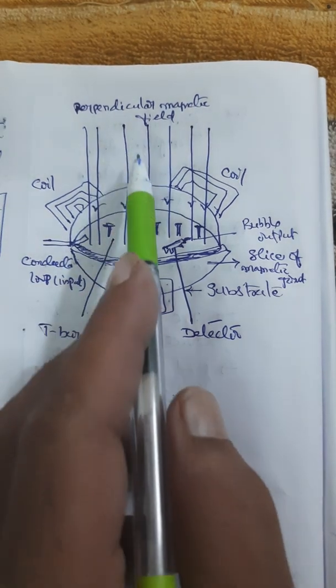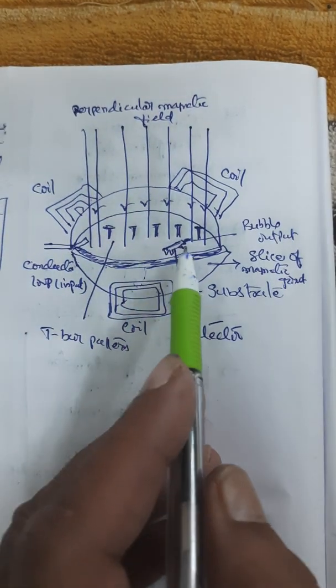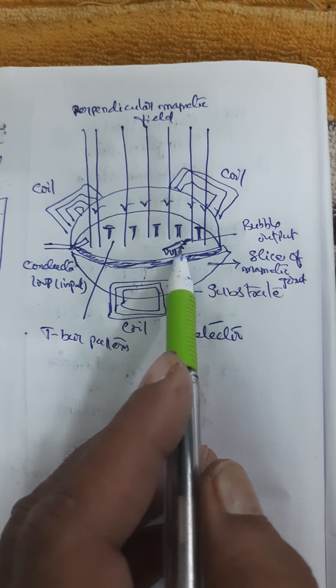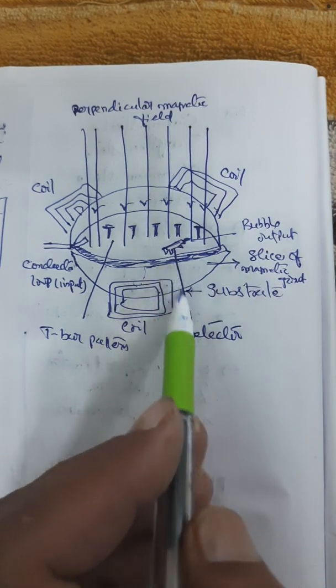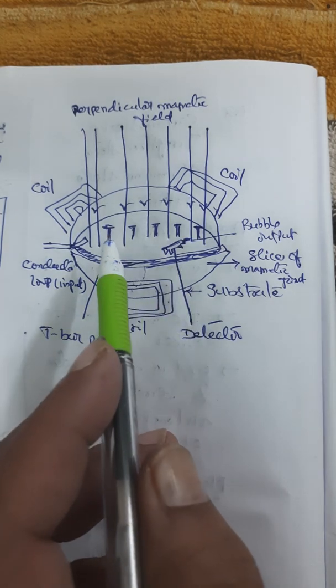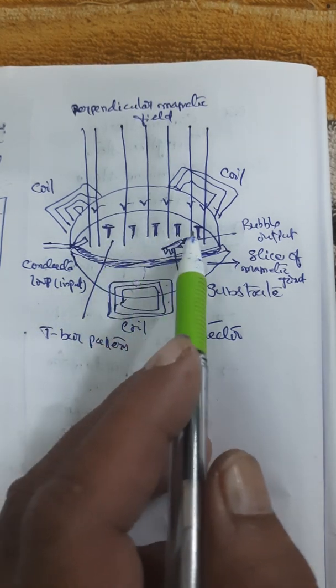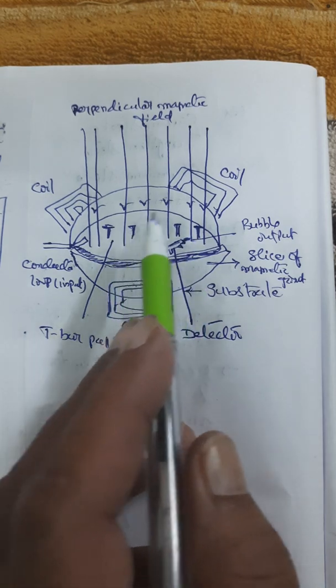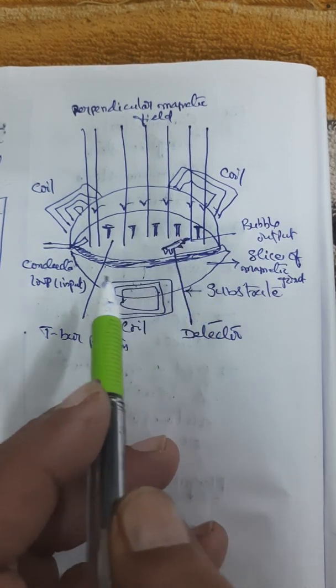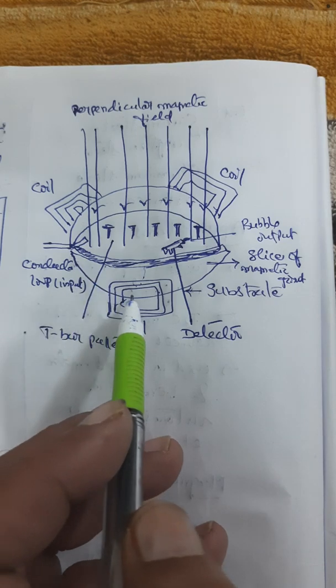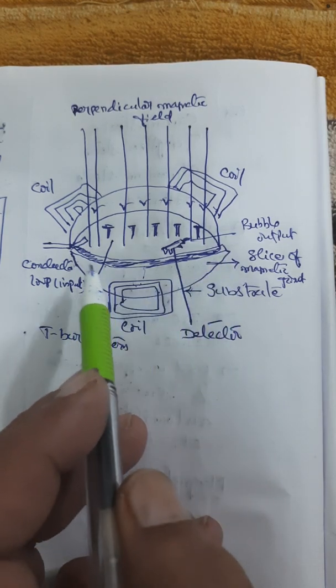Now field is applied perpendicularly. So here you have a detector to detect the bubble. Bubble will come out like this. Now this is the detector. And you observe T-shaped patterns inside when they are rotating. So this is the slice of the magnetic garnet, which is developed epitaxially on a substrate made up of a non-magnetic material.